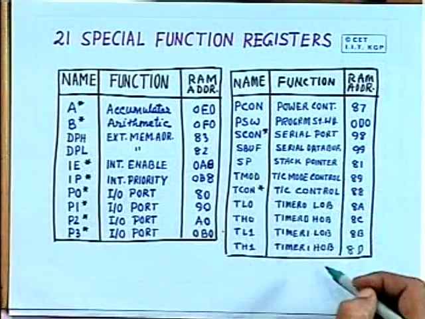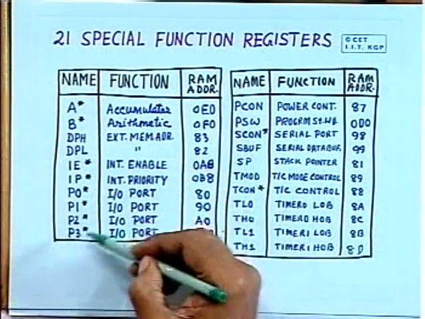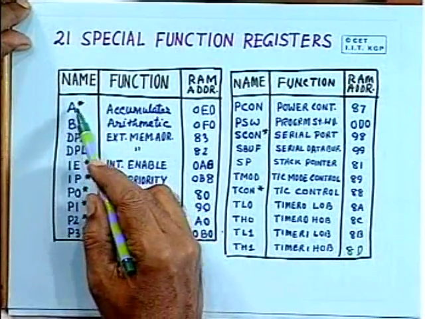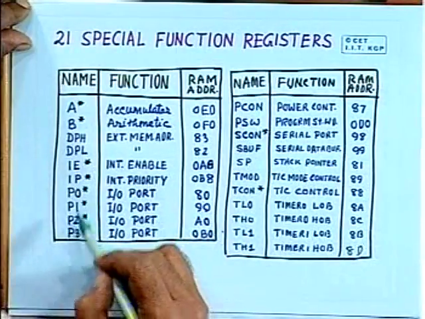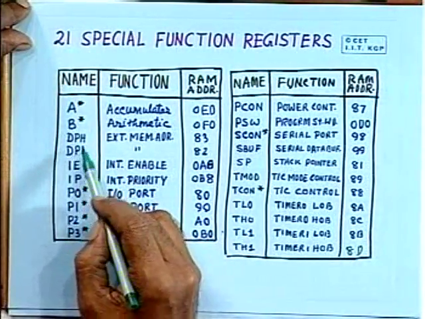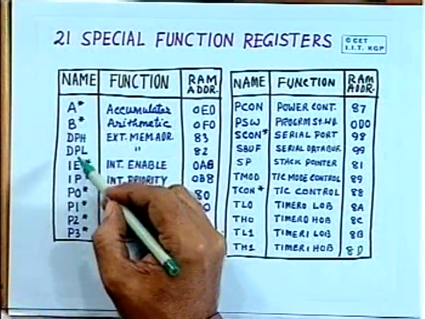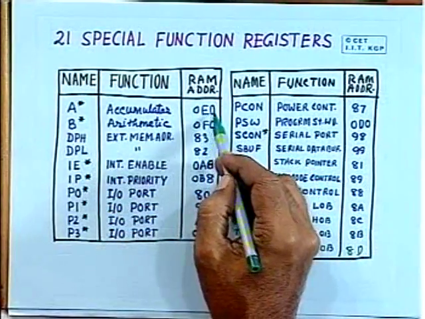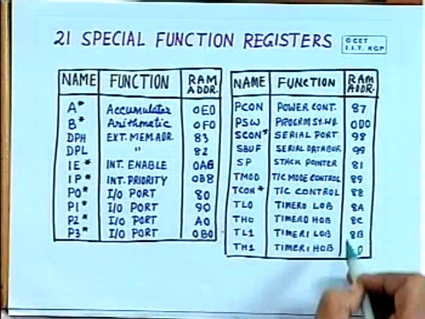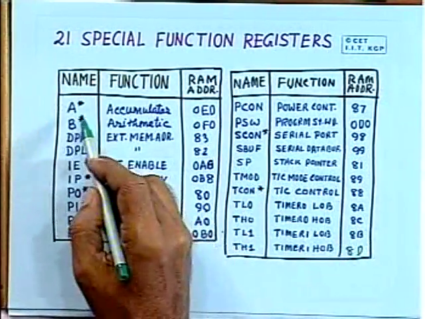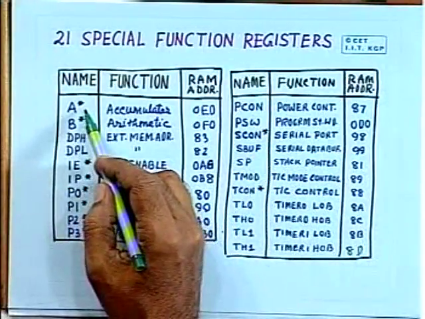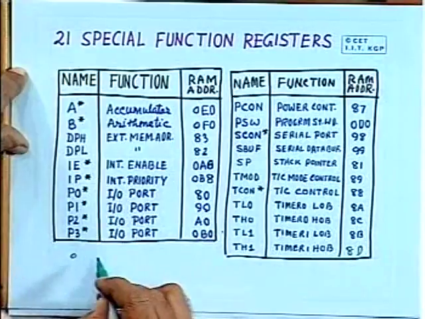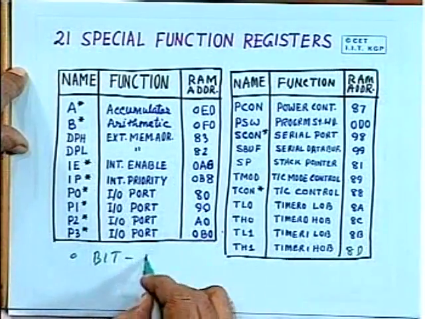So we have seen the various special function registers, which can be accessed either by their symbolic names like A, B, DPH, DPL, and so on. There are instructions where these symbolic names can be used. Otherwise, they can also be accessed in terms of the RAM locations, which are given here. Moreover, you must have noticed that there are some registers where I have given a star. These are bit addressable.